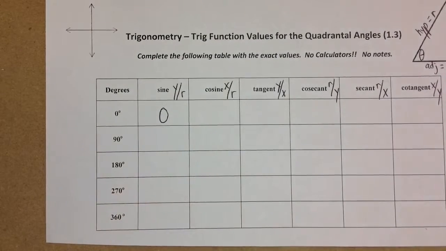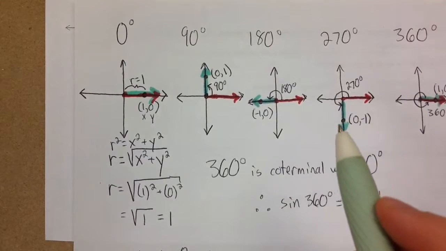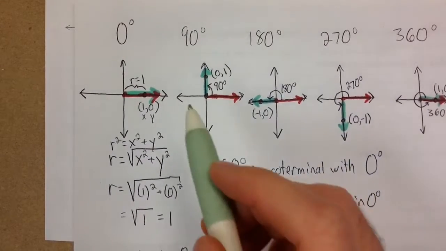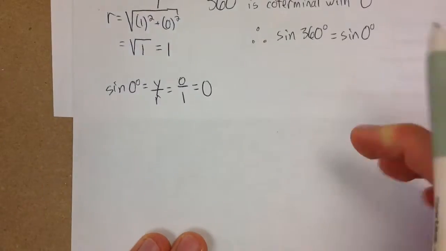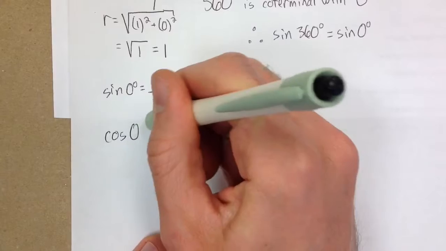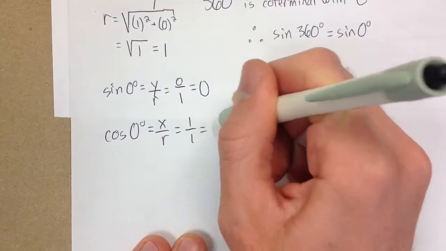Now let's find the rest. Hopefully it's much easier for you now. Dan, cosine of 0. What do you think it is? You think it's 0. Let's check it out. We know cosine is x over r, right? It's 1. Okay, I like that. The x is 1, the r is 1. Cosine of 0 degrees is 1.